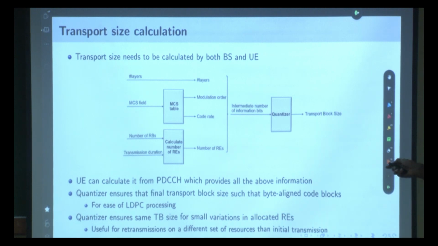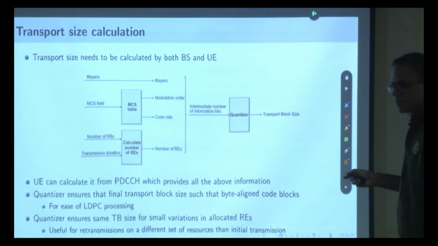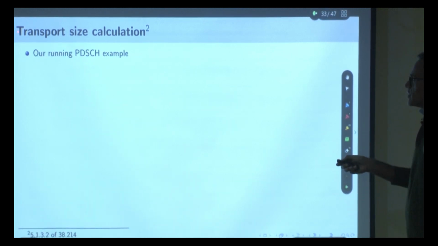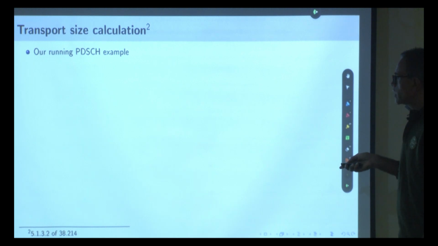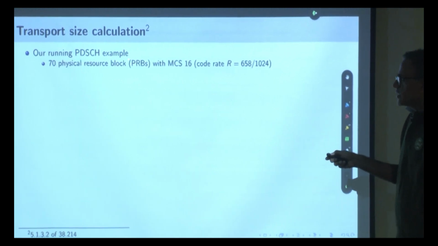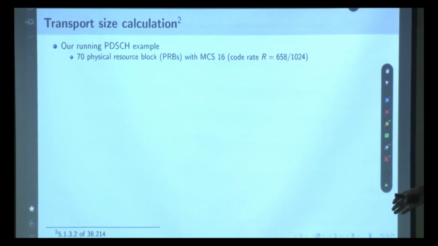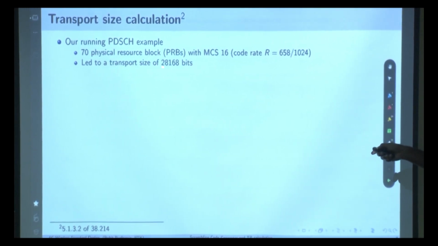Now I'll give you an example to first see how this intermediate number of bits is generated, and then I'll show you the recipe of how this quantizer actually works. This has been our running PDSCH example. What is our example? We take 70 resource blocks, with MCS of 16, that essentially is a code rate of 658 by 1024. And then it led to a transport block size of 28168 bits. We assumed that it was given to us by a Genie. I'll show you how it is actually generated today. So let's see that.